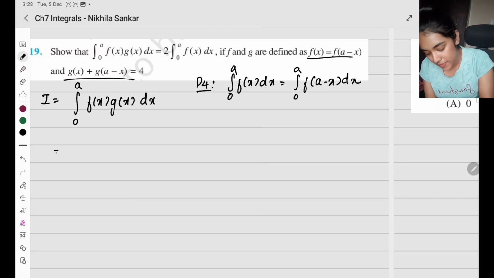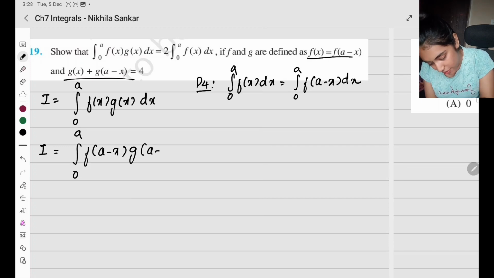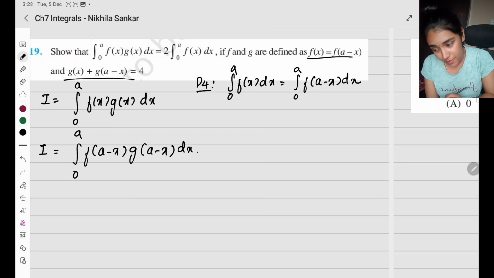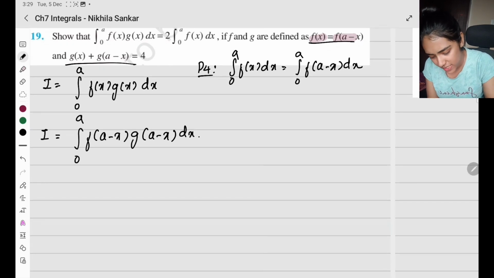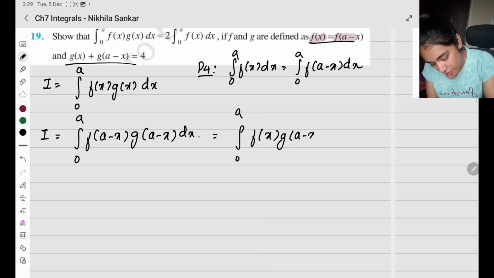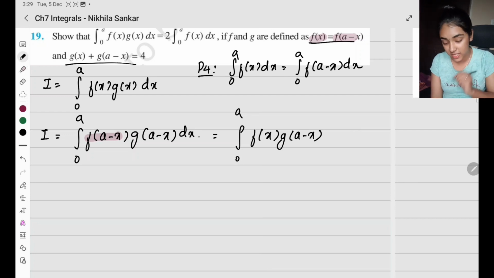This we apply. So when I use property 4, I have I equals 0 to a f of a minus x g of a minus x times dx. But what do I know from the question? F of x is going to be f of a minus x. So that's substitute. So I have this is going to be integral 0 to a of f of x times g of a minus x. Because f of a minus x is going to be f of x, it is given in the question.